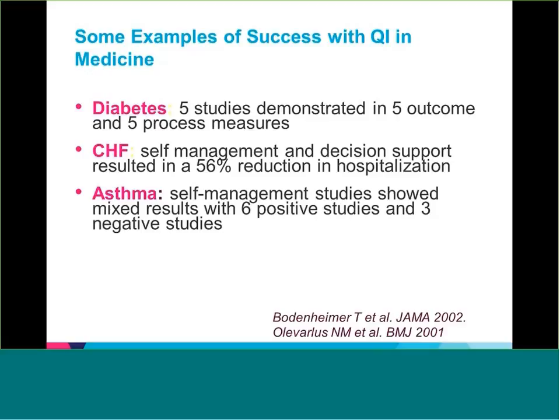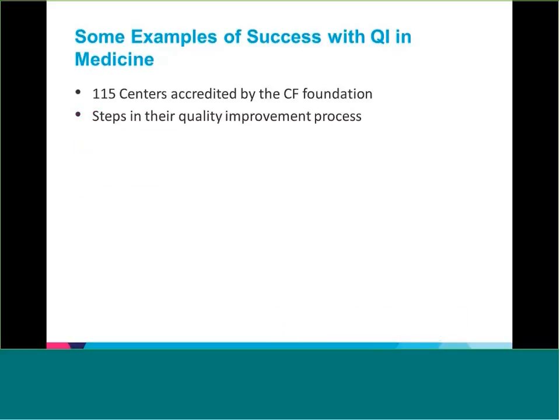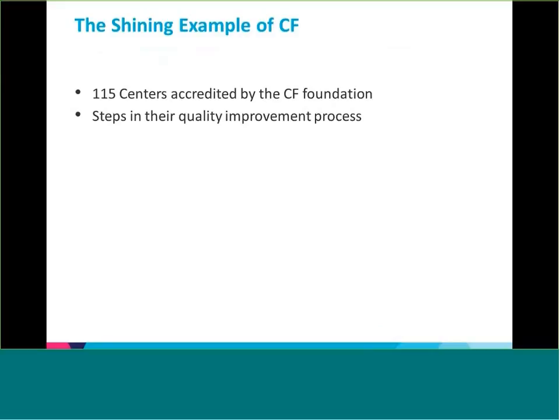In asthma, self-management studies have shown mixed results. 6 have been positive, and 3, unfortunately, were negative studies, meaning that they showed no benefit. But in a number of chronic disease models, we've been able to demonstrate that a look toward quality improvement steps has improved outcomes. And then, of course, there's the shining example of cystic fibrosis.